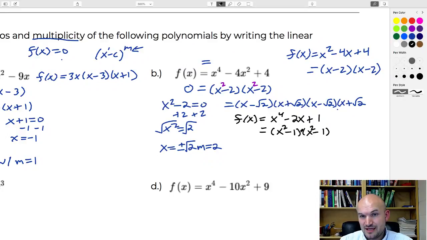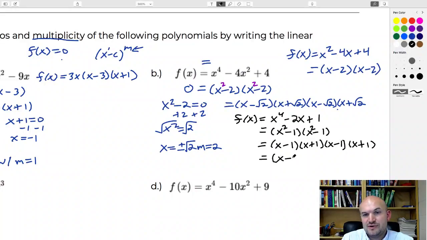So now, again, if we need to factor these, you can see these are two difference of two squares. So this is x minus 1 times x plus 1. This is x minus 1 times x plus 1. And you could write the linear factorization that way, or you could see that x minus 1 is repeated. So you could write it as x minus 1 squared times x plus 1 squared.